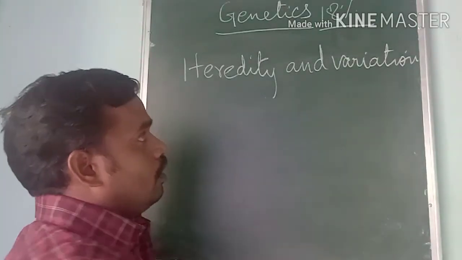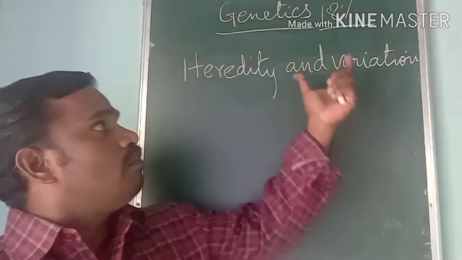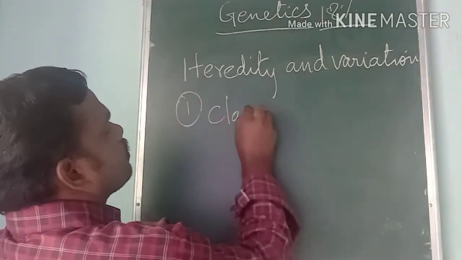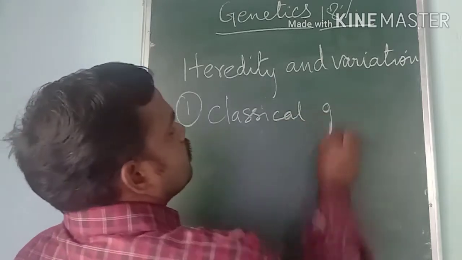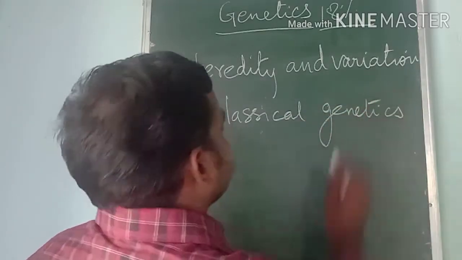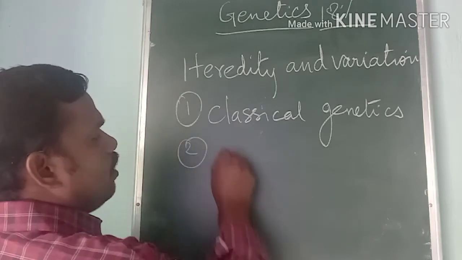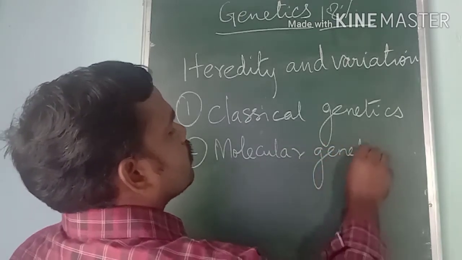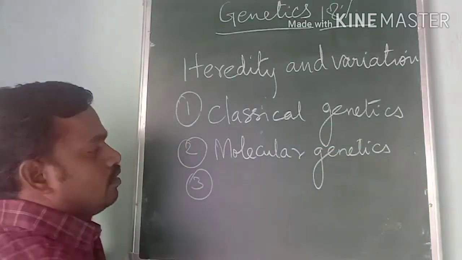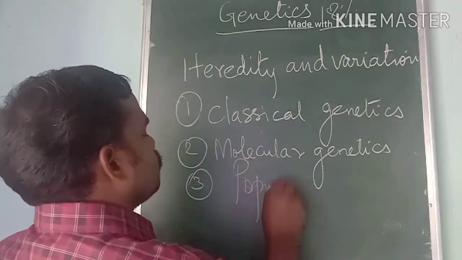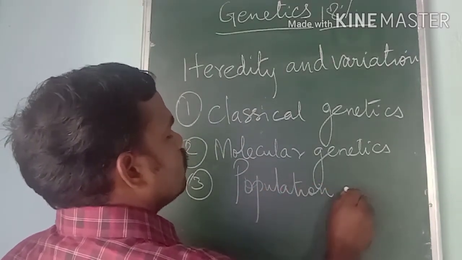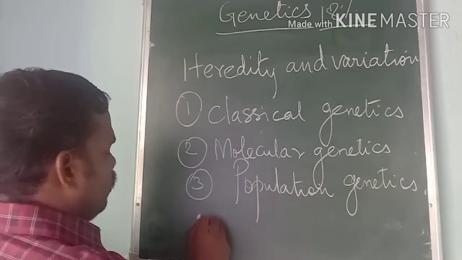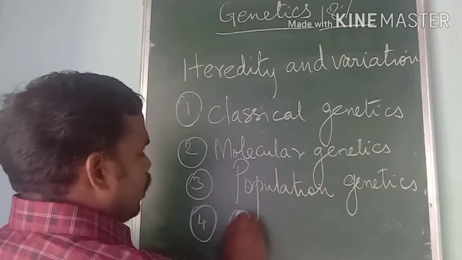Based on this concept, there are four sub-disciplines of genetics. One is classical genetics. The second one is molecular genetics. The third one is population genetics. The fourth sub-discipline is quantitative genetics.